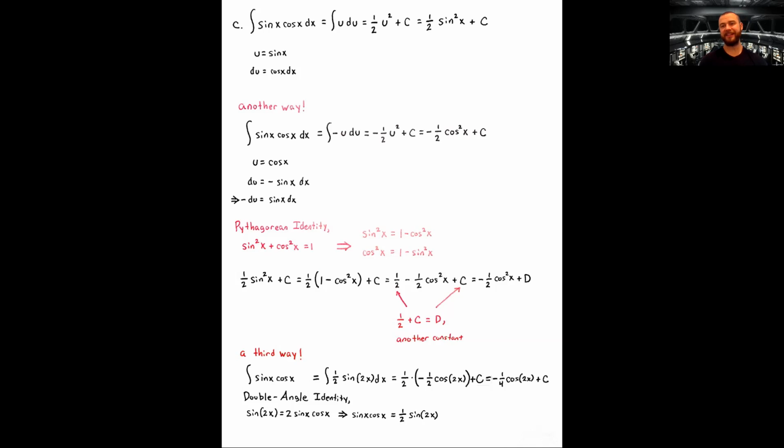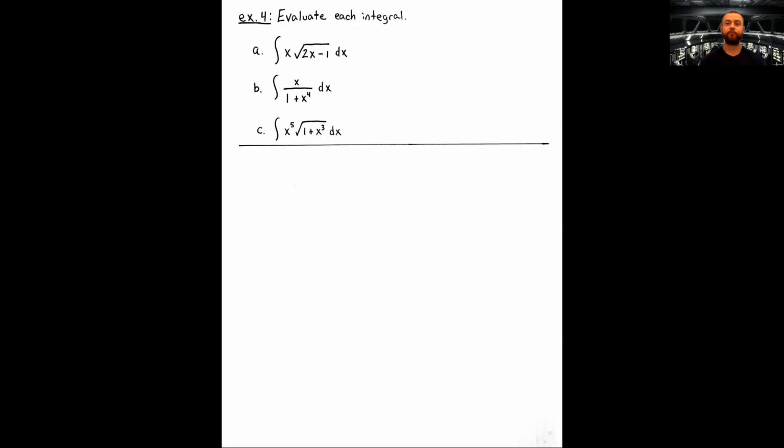So this one is a little trickier since it requires you to be familiar with the double angle identity, but it is a third different approach. All right, let's go ahead and get to some other examples. These ones are probably the hardest of all. I'd like you to make an attempt at these.